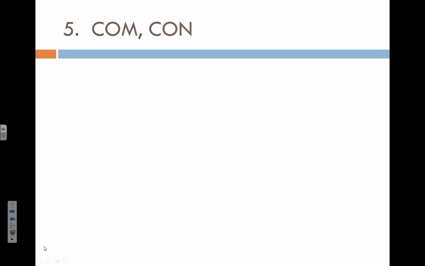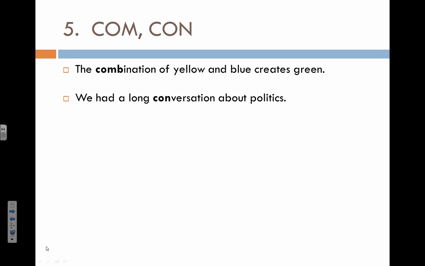Root 5, calm or cone. Now, if you speak Spanish, or if you know a little Spanish, you probably have a good clue as to what this root's going to mean, but let's look at some examples. The combination of yellow and blue creates green. We had a long conversation about politics. Once I connect the power source, the lamp will work.